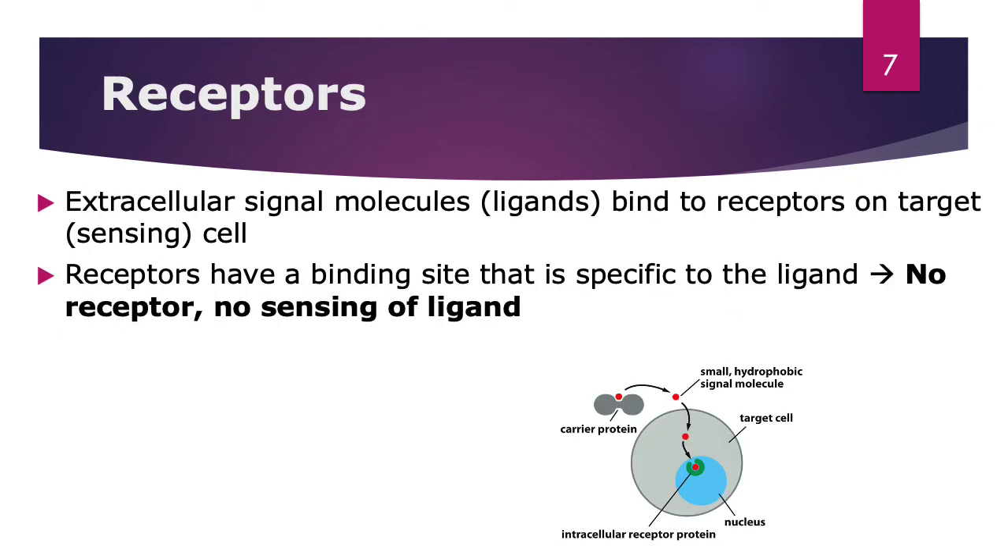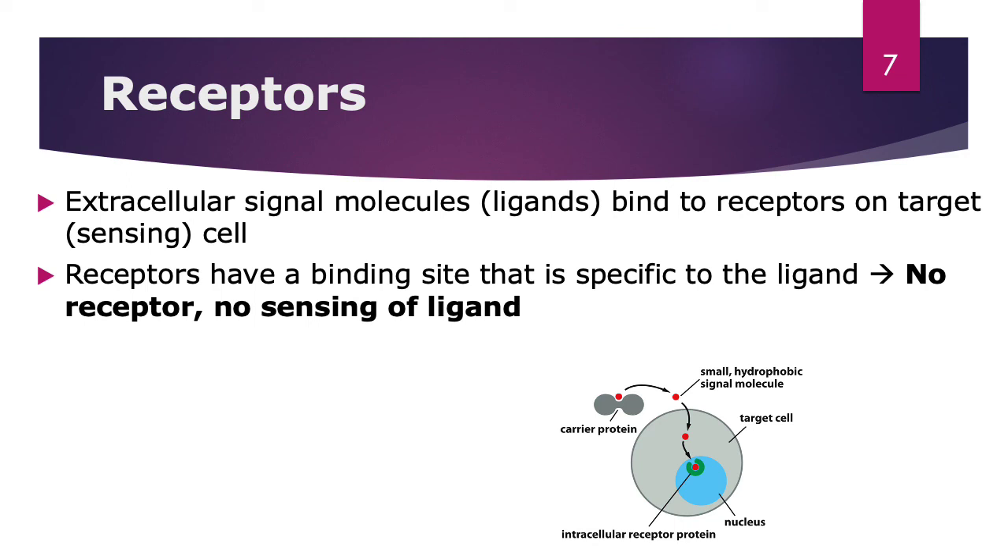Now that we looked at different ligands, we're now going to look at what exactly are receptors. So receptors are proteins that are present on the target cell that will sense or bind to the ligands. The receptors will have a binding site that is specific to the ligand. And it should be remembered that the only way the cell knows that a ligand is present is because it has a receptor that can bind to it.